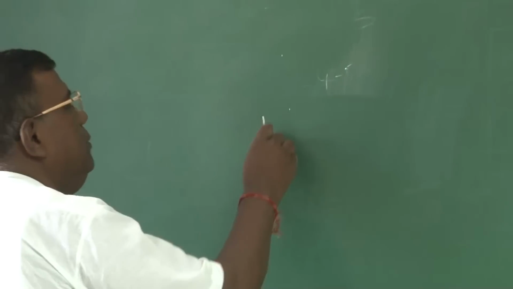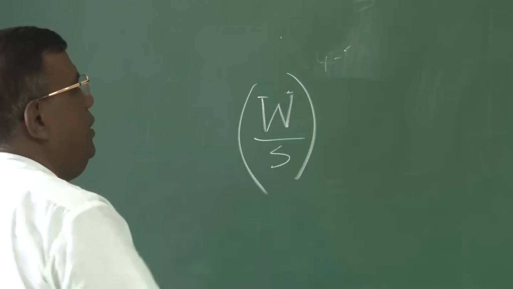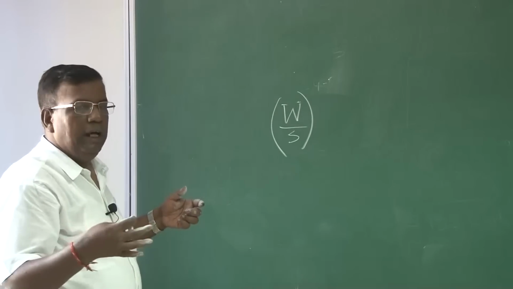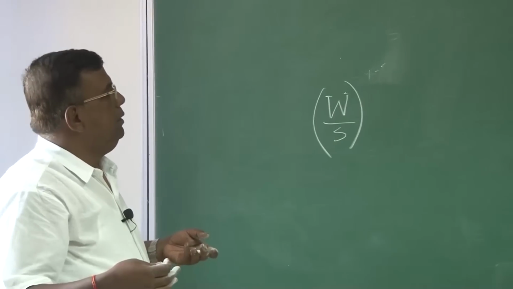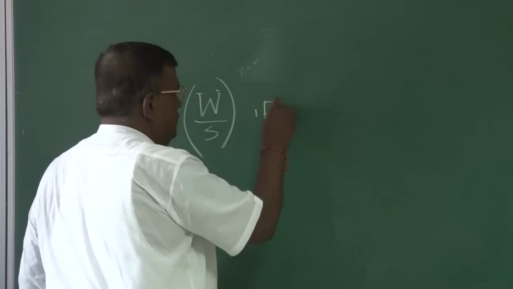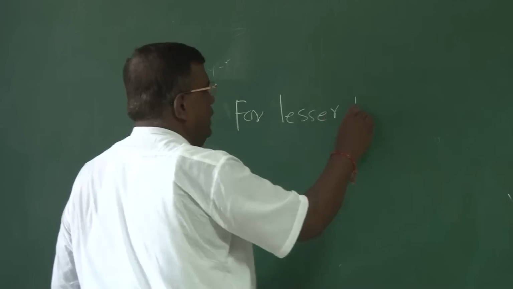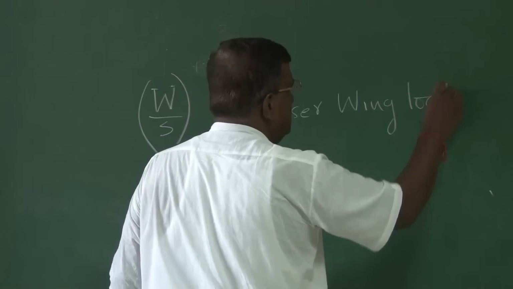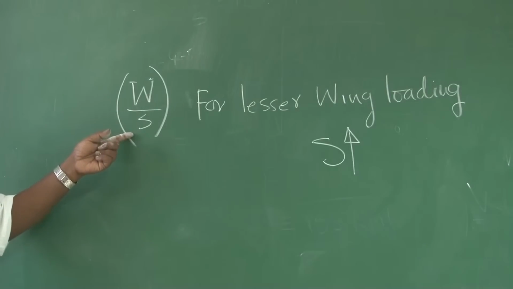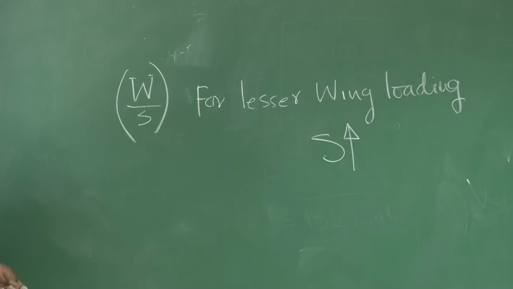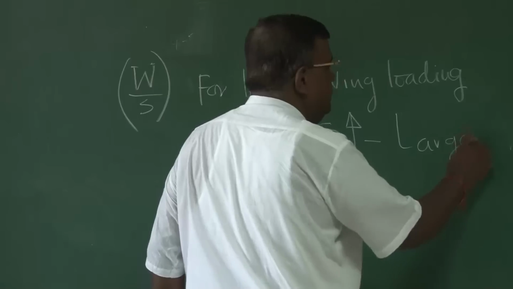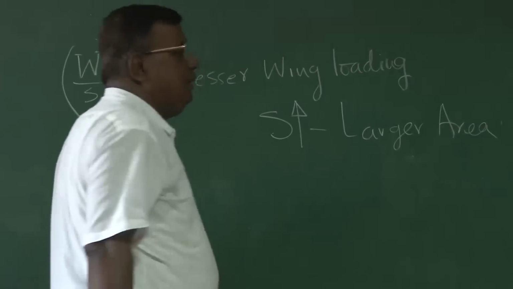There is another observation which a designer needs to have a priori on wing loading. If I increase wing loading, that means relatively the area of the wing I am reducing, right? If I want lesser wing loading so that V stall is less, for lesser wing loading, S should be relatively higher for a given weight, right? What is the implication of S being higher? S being higher means larger area. Okay, that is good as far as lift is concerned.